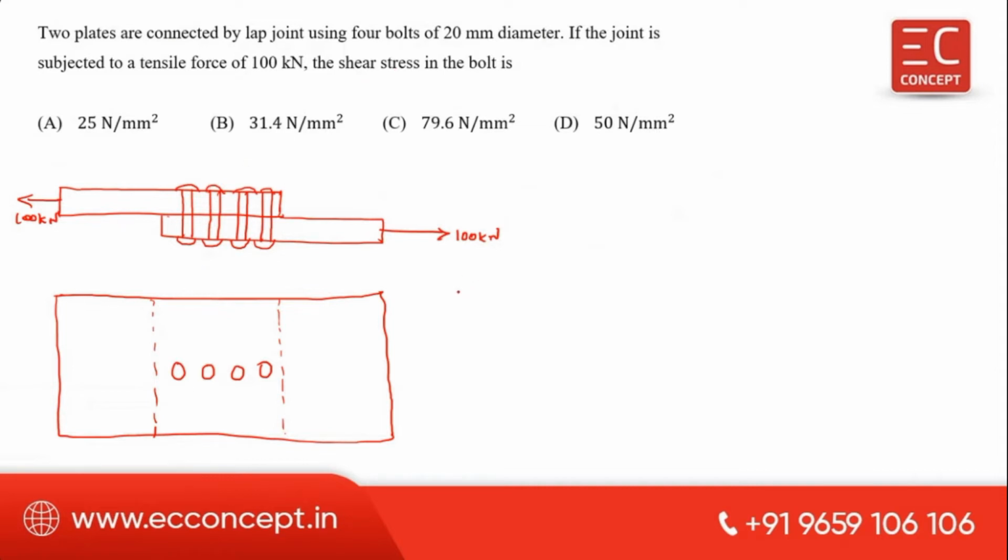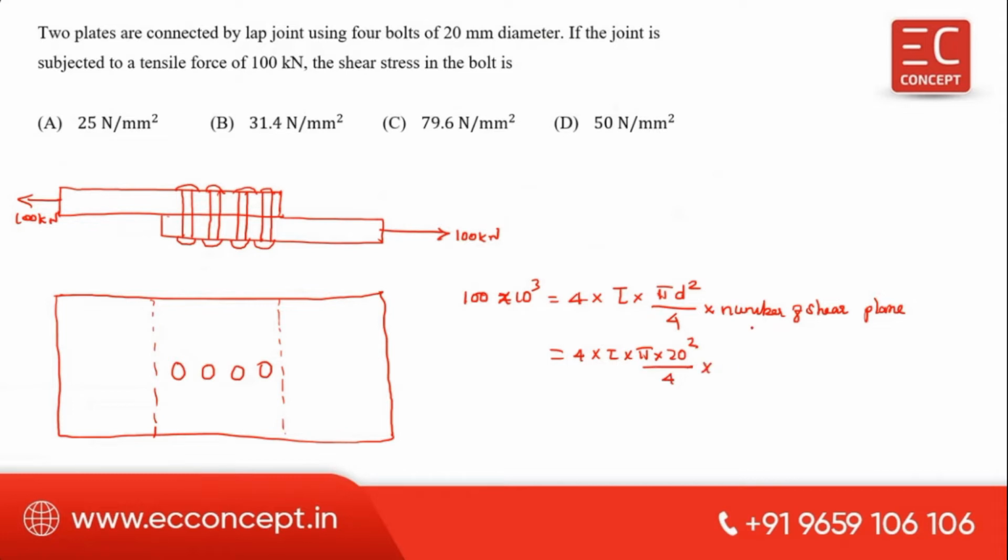We know that the load taken by the bolt due to shear, that is 100 kilonewton, 100 into 10 raised to 3, is equal to the number of bolts, that is 4, into shear stress tau, into the area on which shear takes place, the circular surface area, pi d square divided by 4, into the number of shear planes. So it is equal to 4 into tau into pi into d square divided by 4, where d is the diameter of the bolt, which is given as 20.